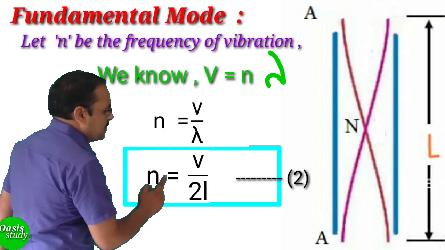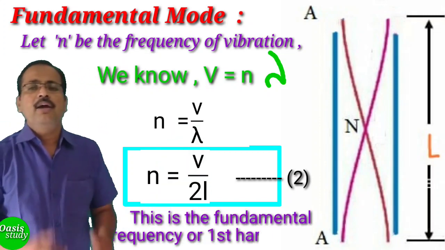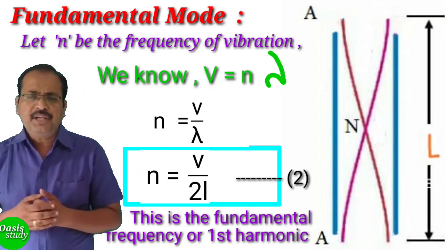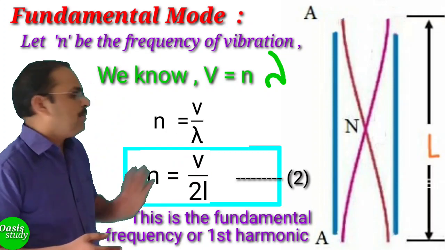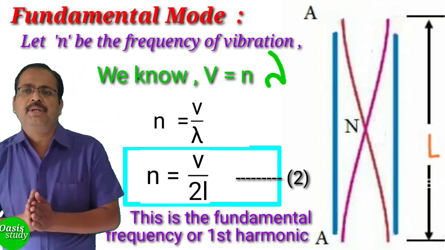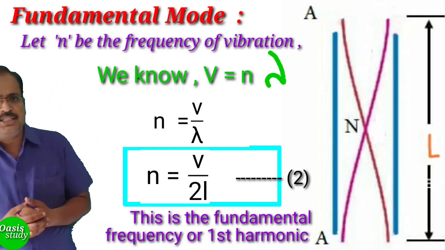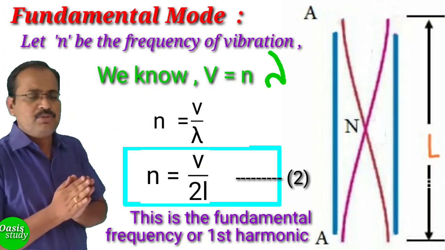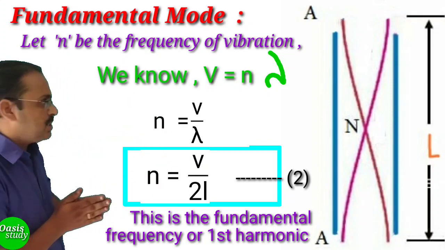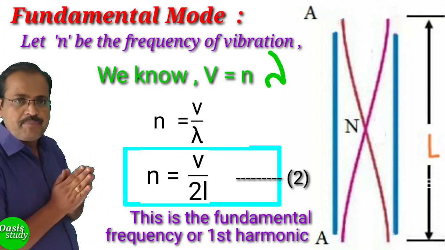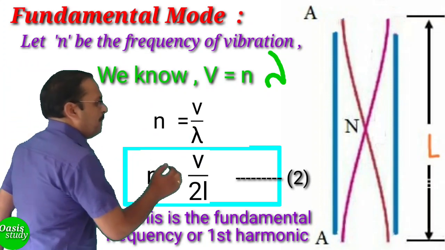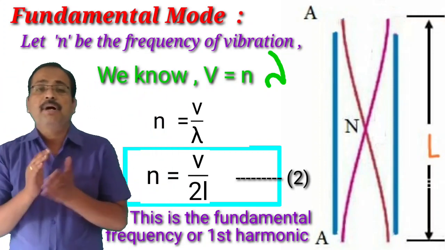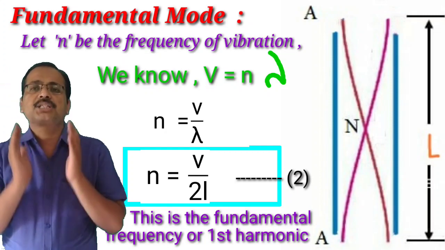This is the expression for fundamental frequency or first harmonic. What is the value of fundamental frequency? n is equal to V upon twice L. This is the least frequency of vibration in this mode of vibration of air column open at both ends. This is the least frequency with which the air column can vibrate. This is called the fundamental frequency or first harmonic.